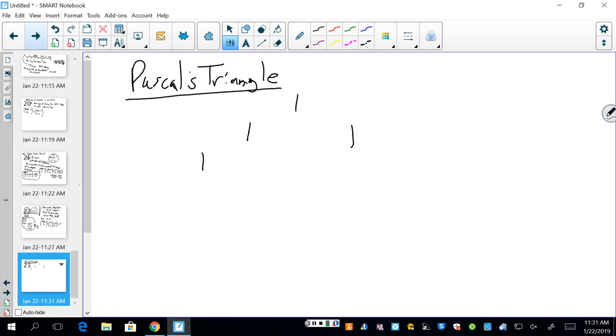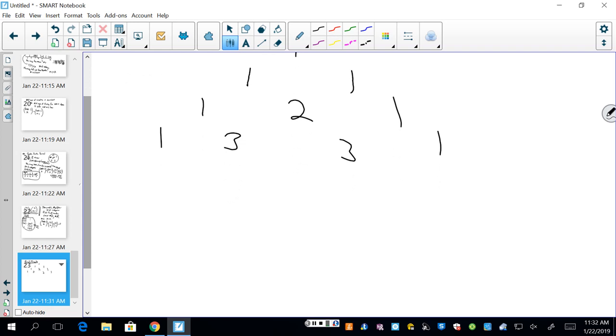the sum of the numbers that are diagonally above it. So a 2. So the next row, you get a 1, and the sum of these two things is 3. And the sum of these is 3, and there's a 1. And then 1, these add up to 4, these add up to 6, these add up to 4, and 1, and so on. 1, 5, 10, 5, 1.